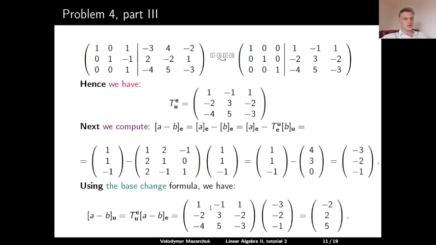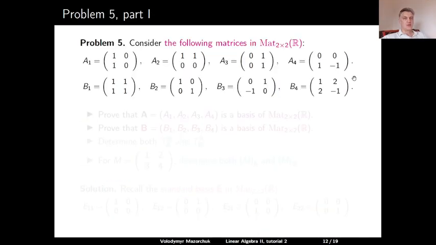We get minus 3 plus 2 minus 1. This is minus 2. And then 6 minus 6 plus 2. This is 2. 12 minus 10 plus 3. This is 5. So the answer is that the coordinates of A minus B in the basis U are minus 2, 2, and 5. Problem 5.